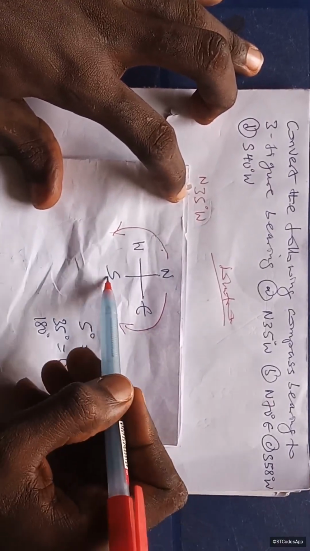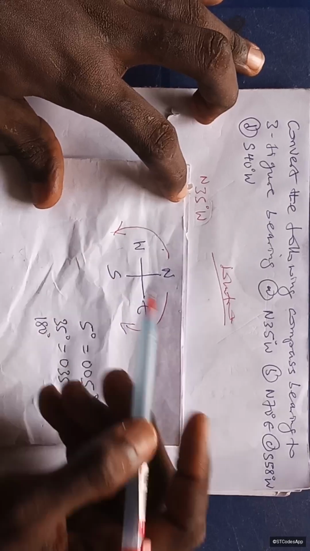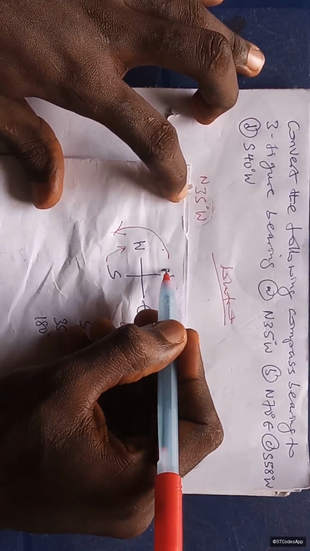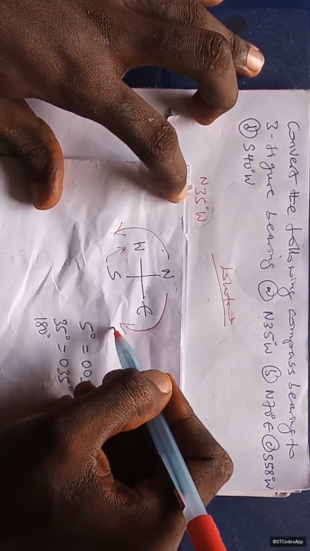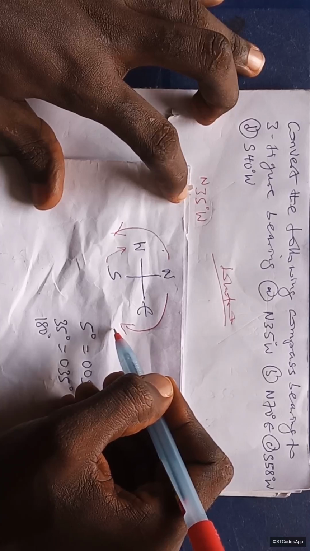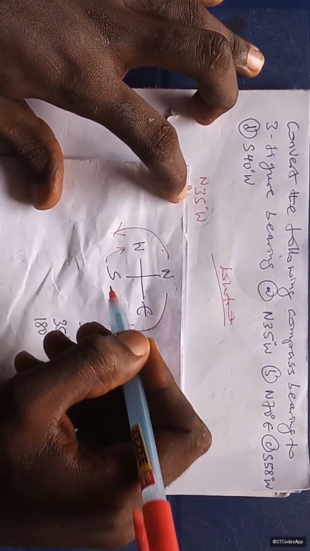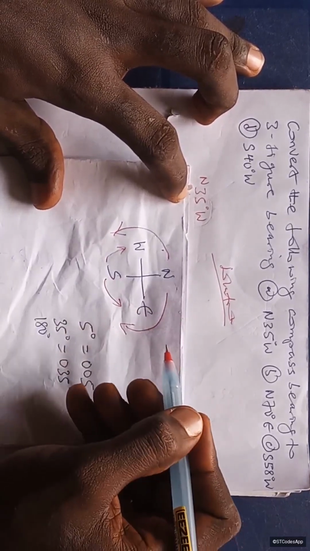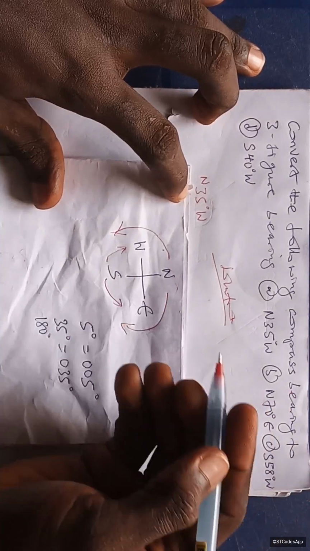So if you are taking here as your orientation, north, that means you move like this, in this opposite direction. Or if you are taking here as your orientation, you can move like this. And here likewise, you can also move in this direction too, depending on how close your location is from the north.